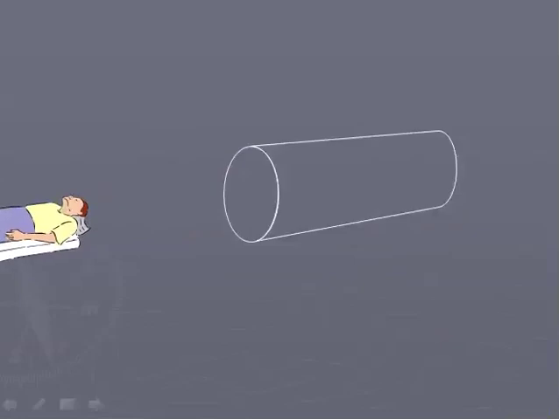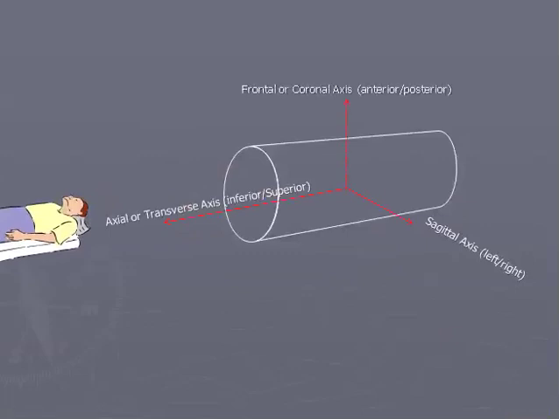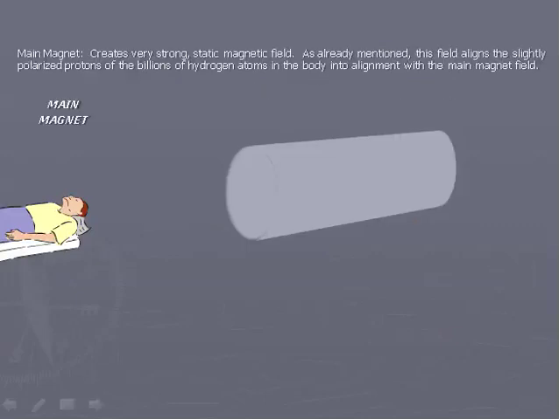The MRI can image in any plane, including the axial or transverse axis, which images inferior-superior, the sagittal axis, which images left-right, and the frontal or coronal axis, which images anterior-posterior. Several magnets and one source of RF energy are used to accomplish this imaging. Slide 17. The main magnet creates a very strong magnetic field along the axial axis.